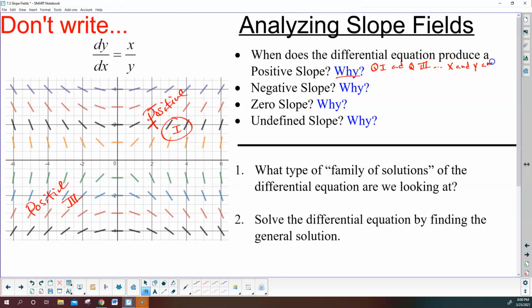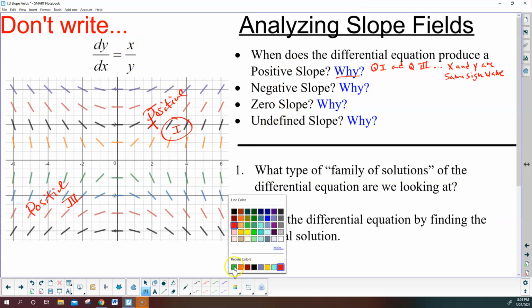x and y are the same sign value, right? If x is positive and y is positive, your answer is positive. If x is negative and y is negative, your answer is positive as well. So reading the equation and the behavior of the function itself can tell you why things are going to work the way they are. Well, what about this one? Why do I have negative slopes? Right? Every slope in this quadrant is negative.